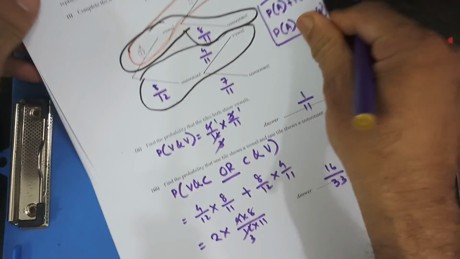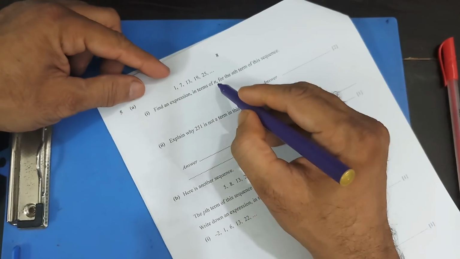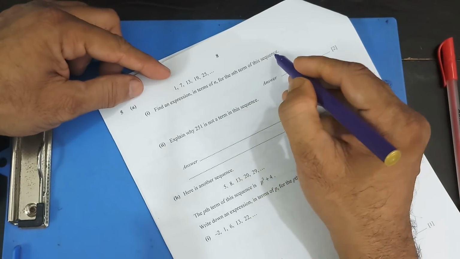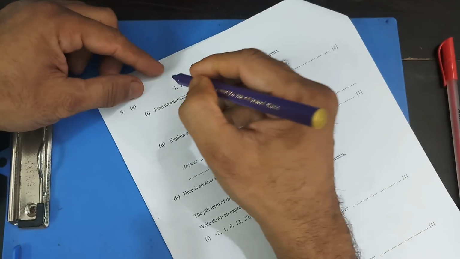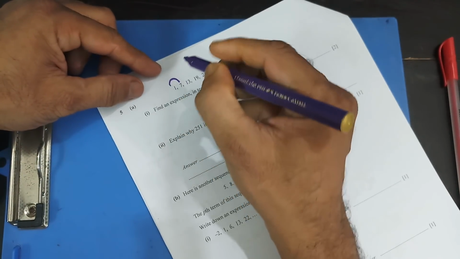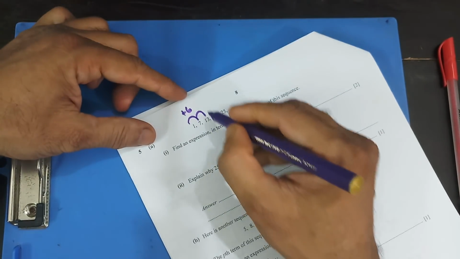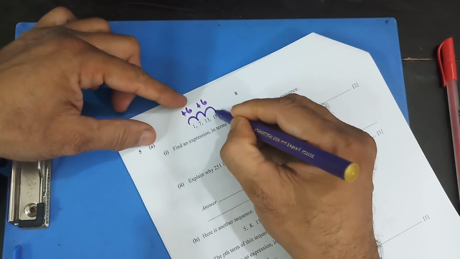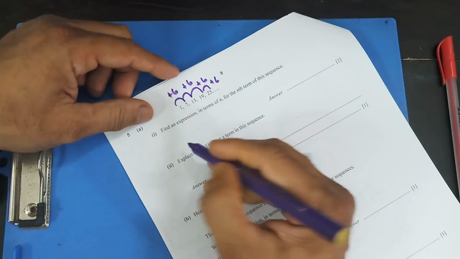Now next one, question number 5. Find an expression in terms of n for the nth term of this sequence: 1, 7, 13, 19, and 25. So 1 to 7, that's plus 6, and 7 to 13, that's plus 6 again, and that's plus 6, and that's plus 6. So the common difference is plus 6.